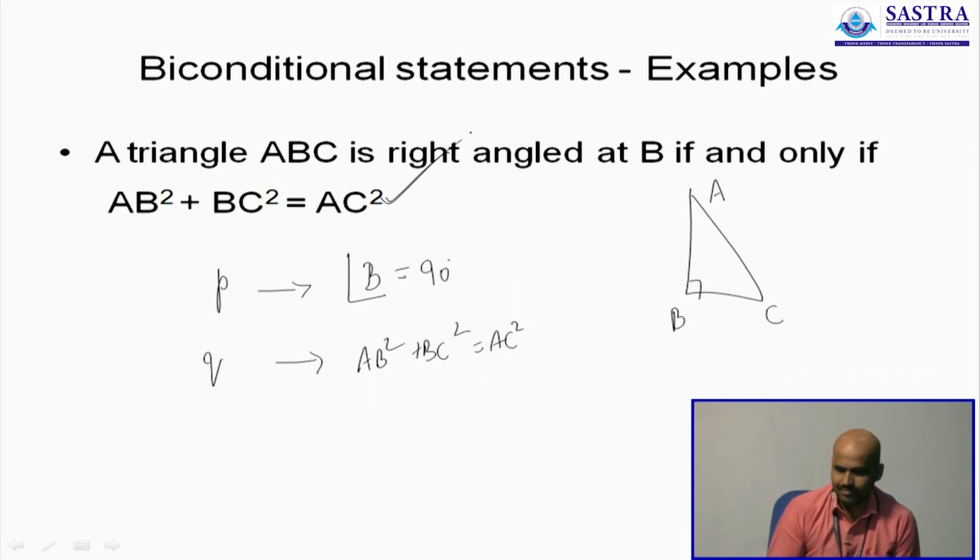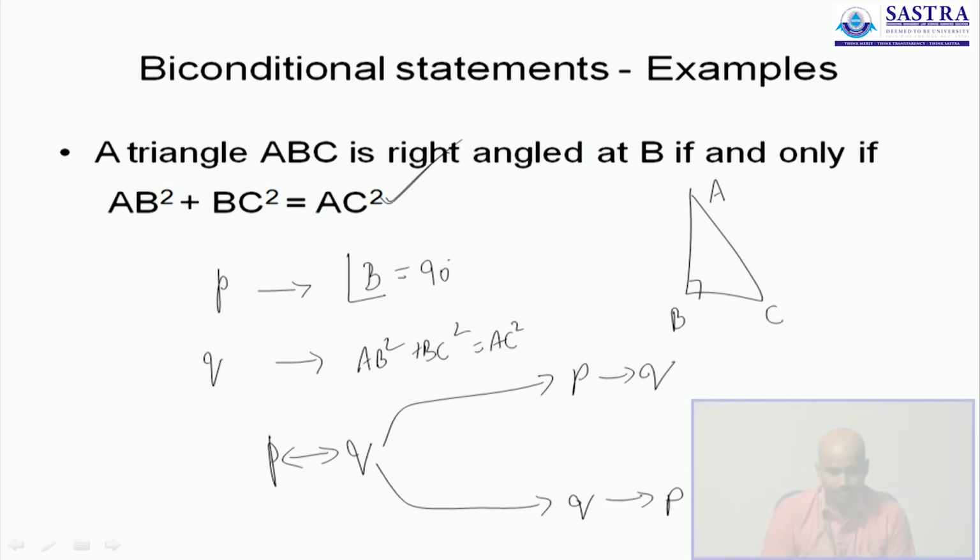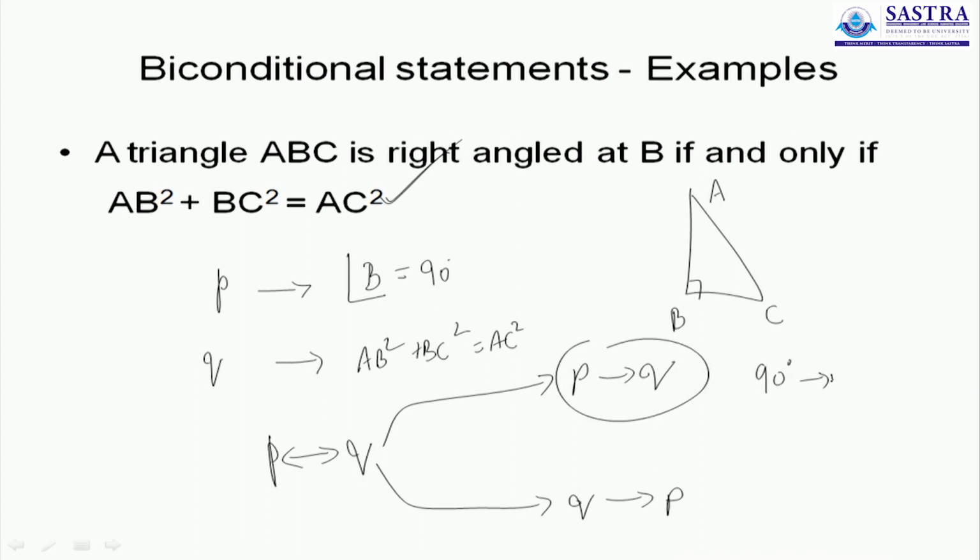Conversely, because we saw that a biconditional is expressed using a double-headed arrow, which comprises two single-headed arrows in different directions. So this corresponds to the idea that a 90-degree angle at B will ensure that this equation is satisfied. That's what this conditional explains, and that's exactly the Pythagoras theorem.